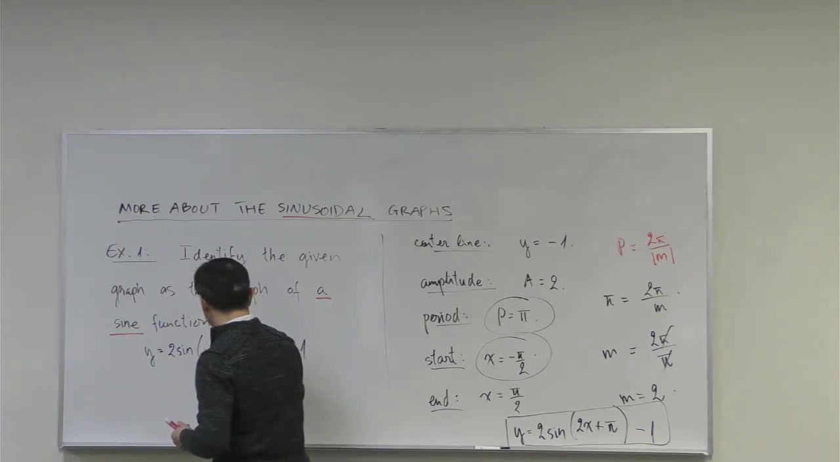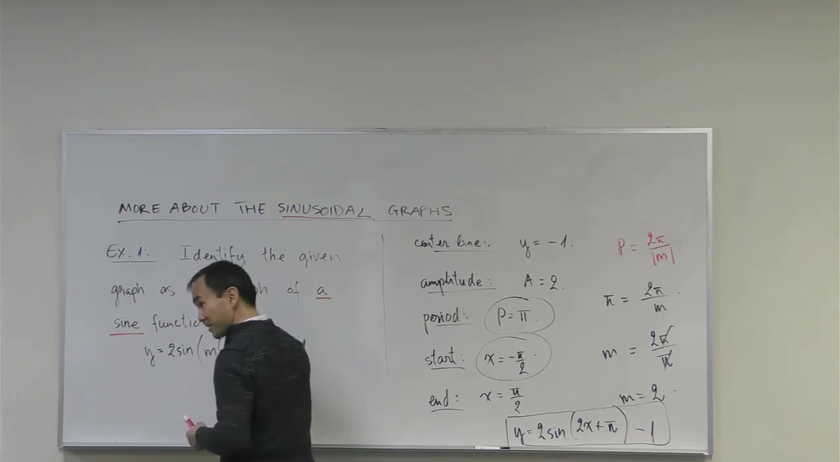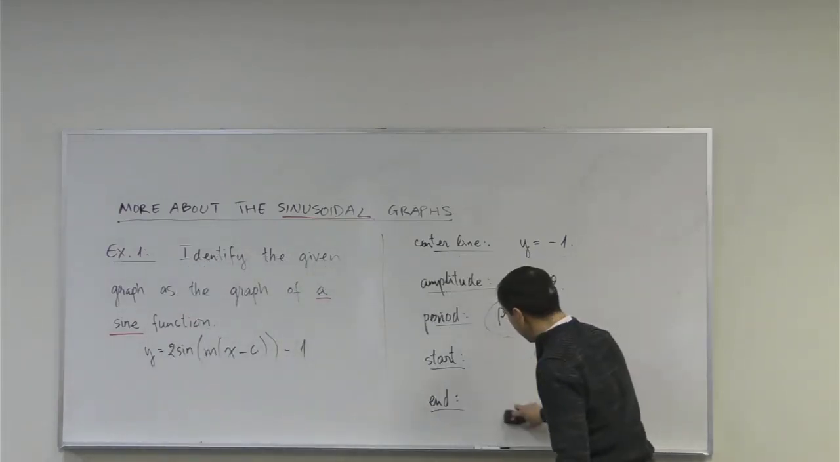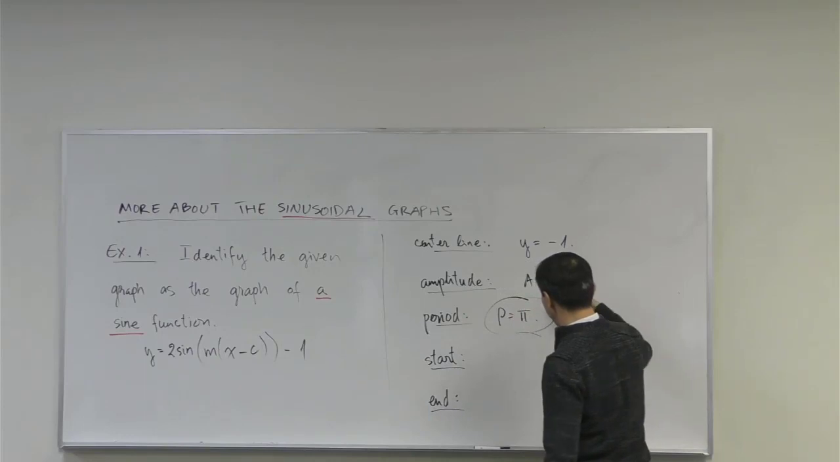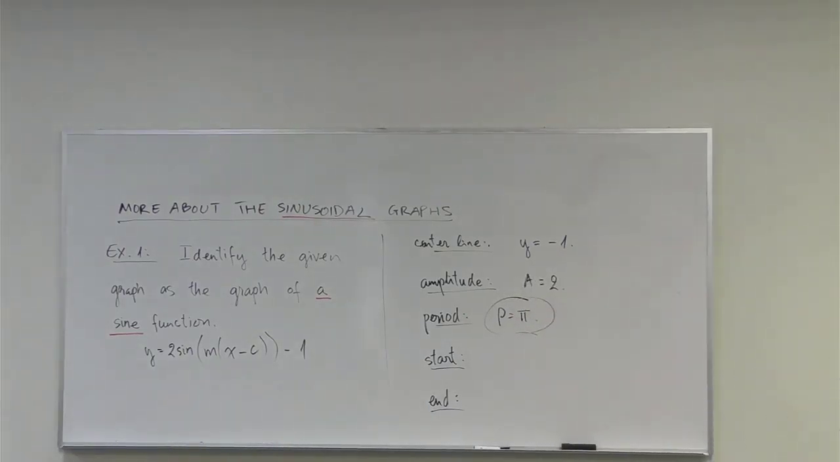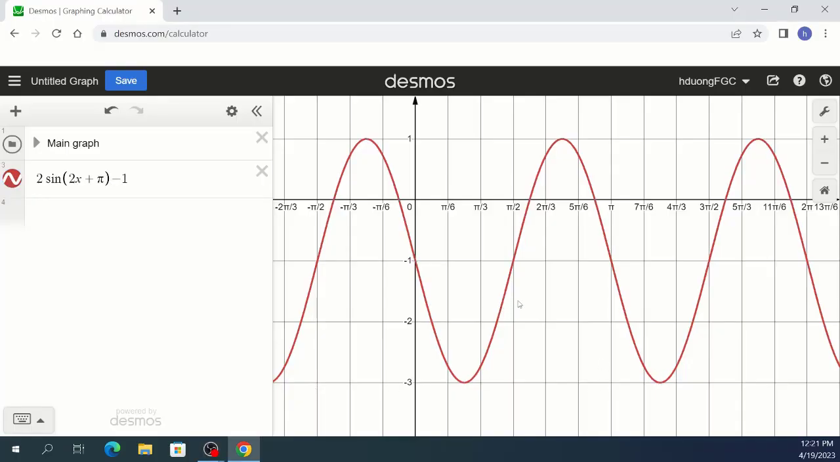We can think of some different starting points. The period is still the same, same amplitude, same center line. On the picture, you can pick the starting point from here and end up right there. Or you can also pick the starting point at 0 right here and end at pi. But that makes it a negative sign. Okay, let's try that.